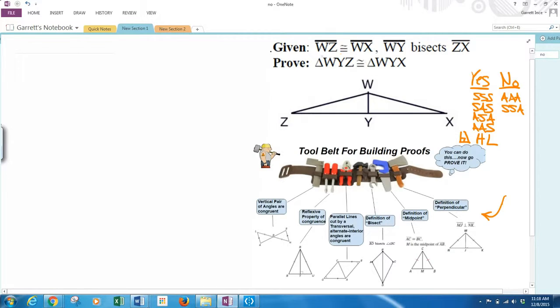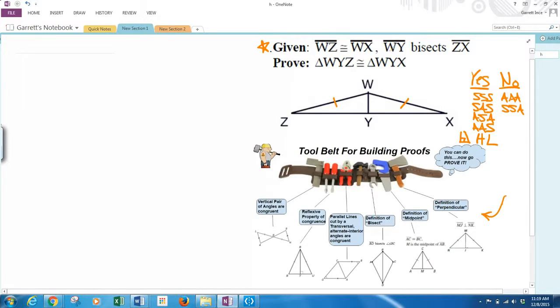All right, so let's slide over to the proof and see what we've got. You should always take a look at your givens first. So we are given that side WZ is congruent to side WX. As I read through these, I'm just going to add any notations that I feel will help me in the process. So that was that side WZ is congruent to side WX.